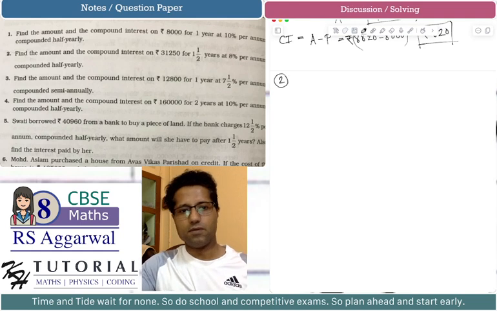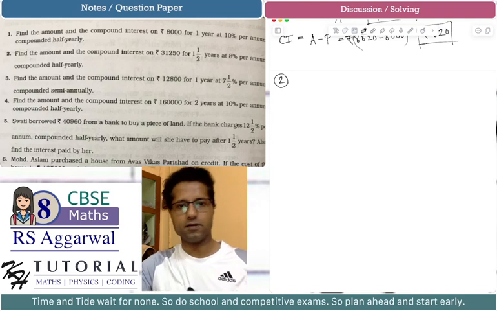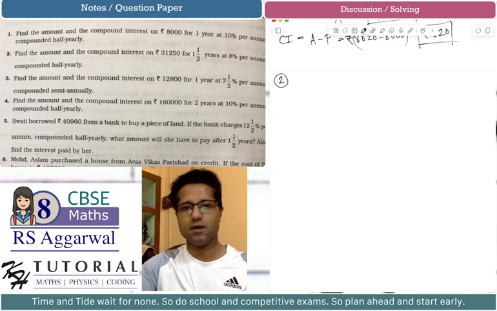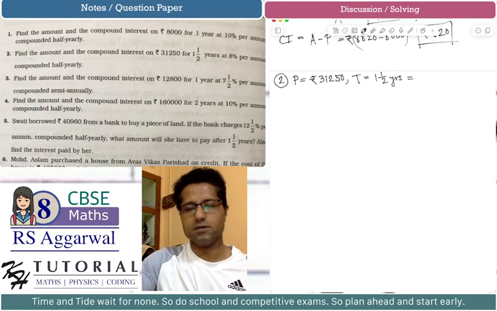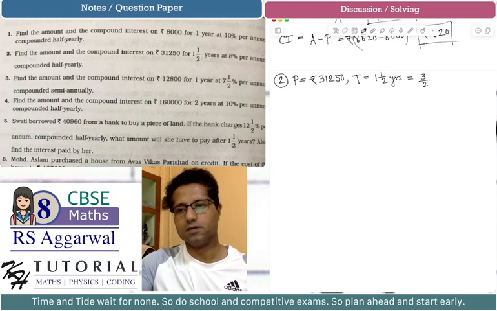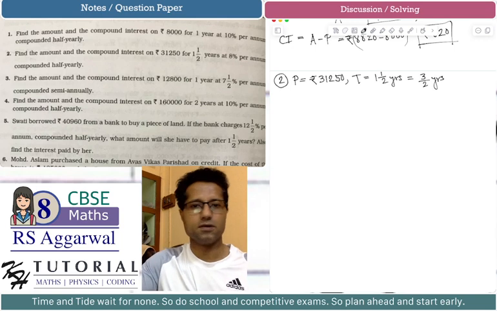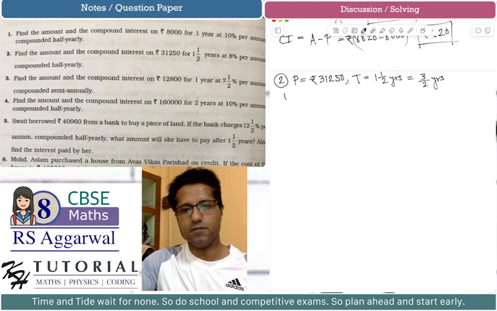Find the amount and the compound interest on rupees 31,250 for 1.5 years at 8% per annum compounded half yearly. Okay, so similar problem, the pattern is same. P is rupees 31250. T is 1.5 years. 1.5 years is equal to 3 by 2 years, and interest is being compounded half yearly, which means U is equal to 6 months.